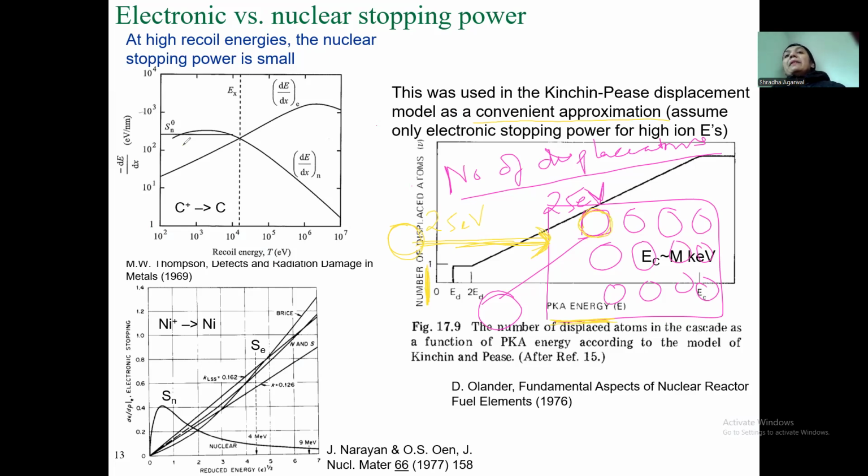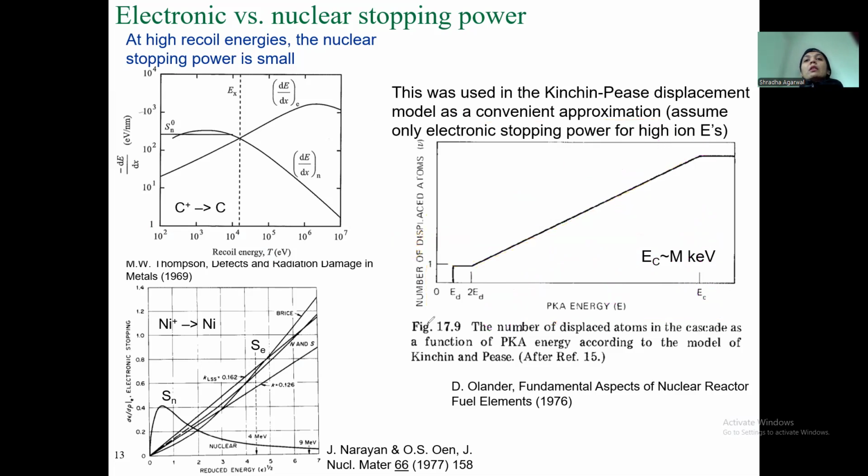So what is the minimum energy that we need? We need much above the threshold energy of displacement. Threshold energy is 25 eV. I need much more in the beginning to start with. And there is only one displacement happening between 25 eV and 50 eV. That means between threshold energy of displacement and 2 ED. And then everything becomes linear. This is your Kinchin-Peace model. Let me know if something is not clear.